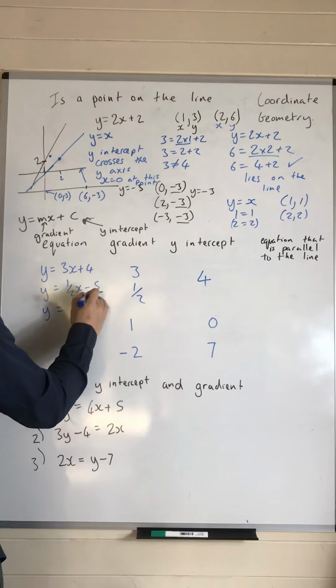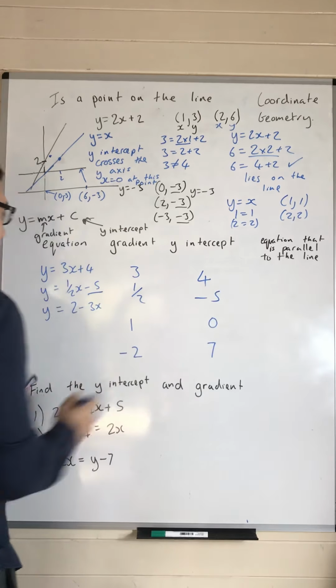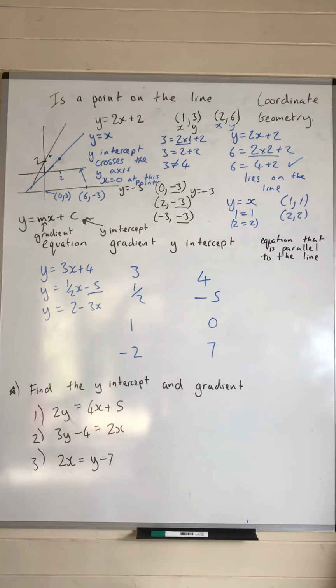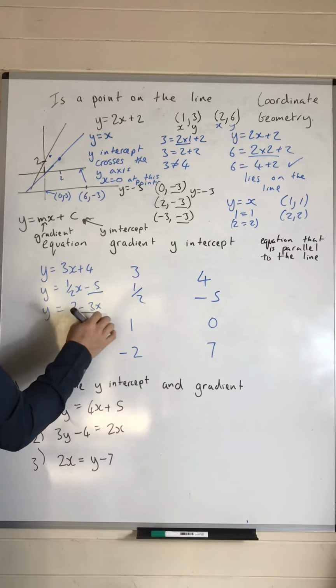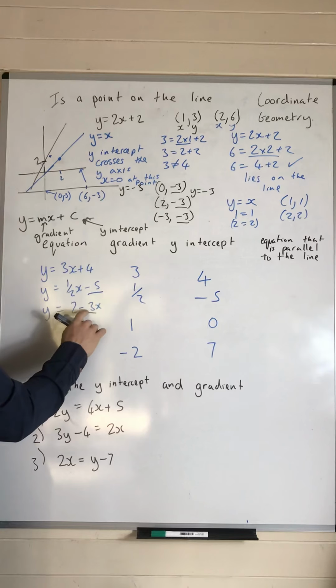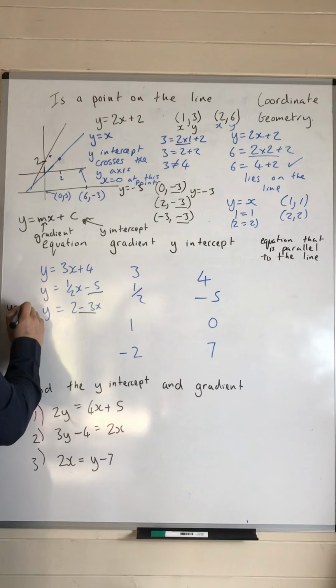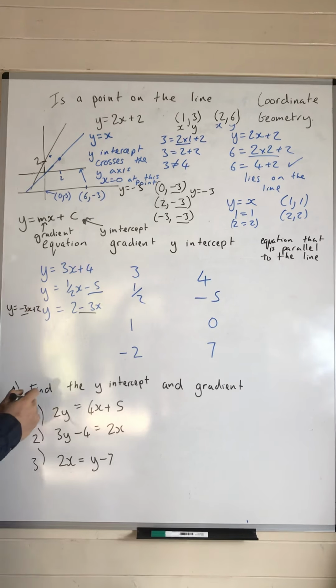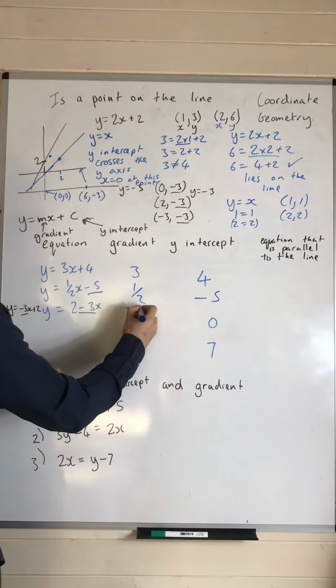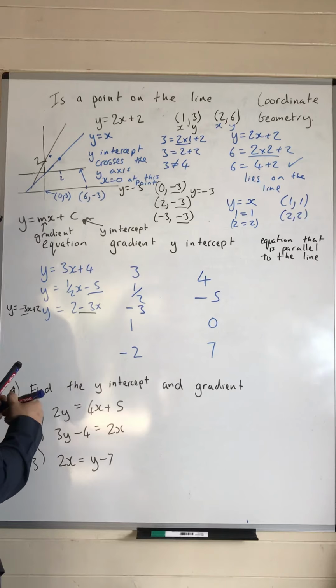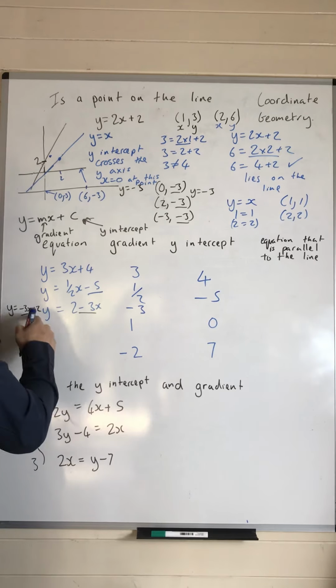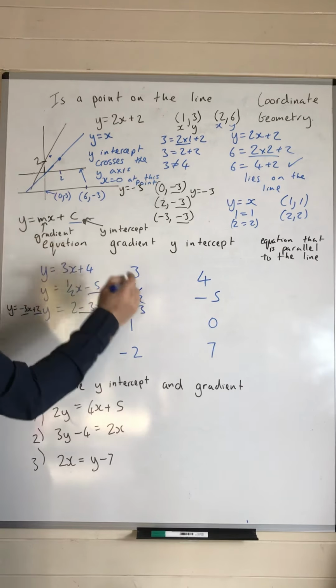Can you see you've got this minus 5, so the y-intercept is minus 5. For 2 minus 3x, be careful, that's the mx part, so if we rewrite that as y equals minus 3x plus 2, you can easily see that the gradient in this case is minus 3 and the y-intercept is 2.